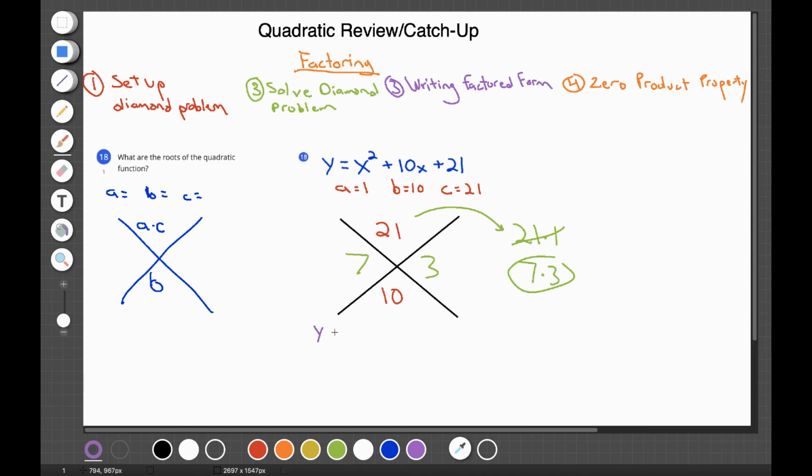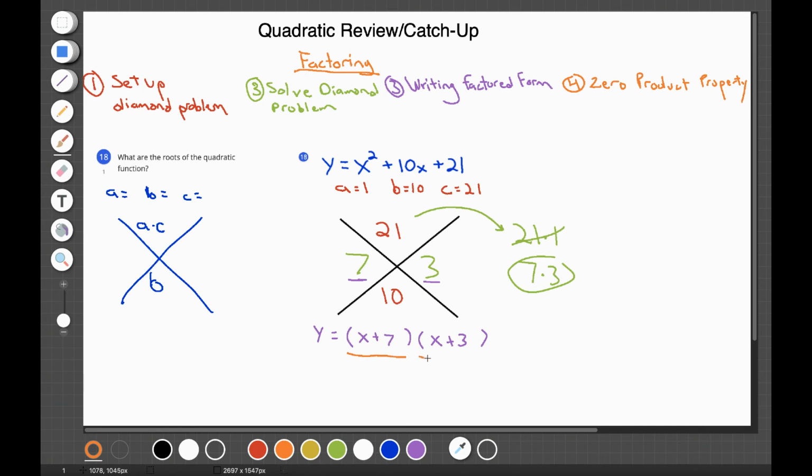It's helpful to remember that the factored form looks like this, with the x in the beginning of each set of parentheses. In the first parentheses, you're going to have this number. So it's going to be plus 7. And in the second one, you're going to have this number, so plus 3. Okay, almost done. Now we use the zero product property to actually find those zeros.